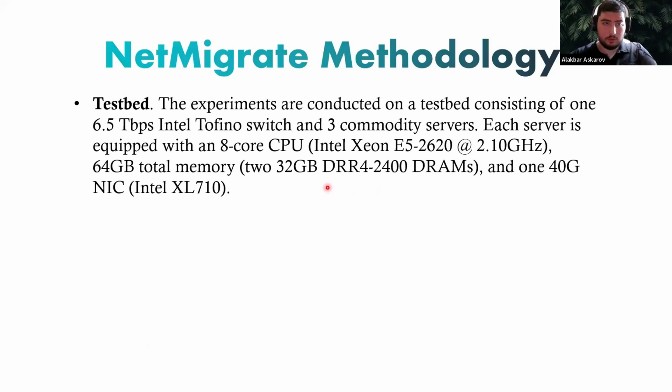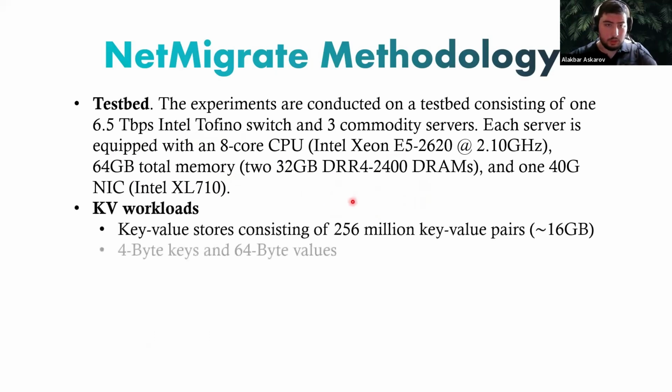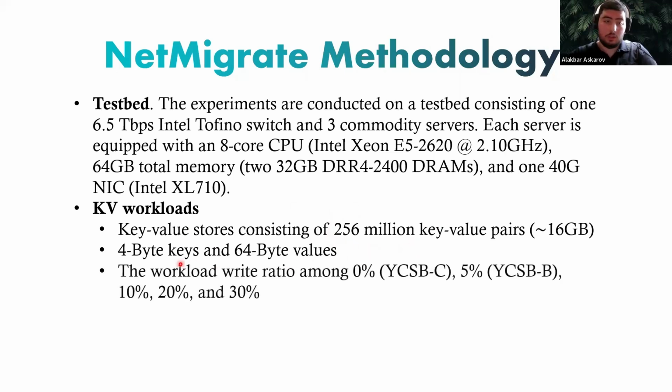So the testbed was an Intel Tofino switch, with an 8-core CPU on an Intel Xeon with 64 gigabytes of memory. They have several workloads. They divided the key-value store into 256 million keys, with 4-byte keys and 64-byte values.